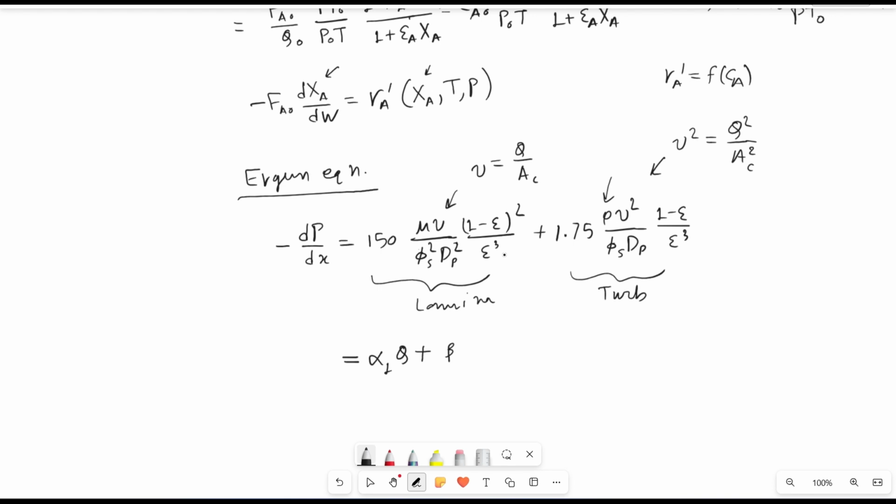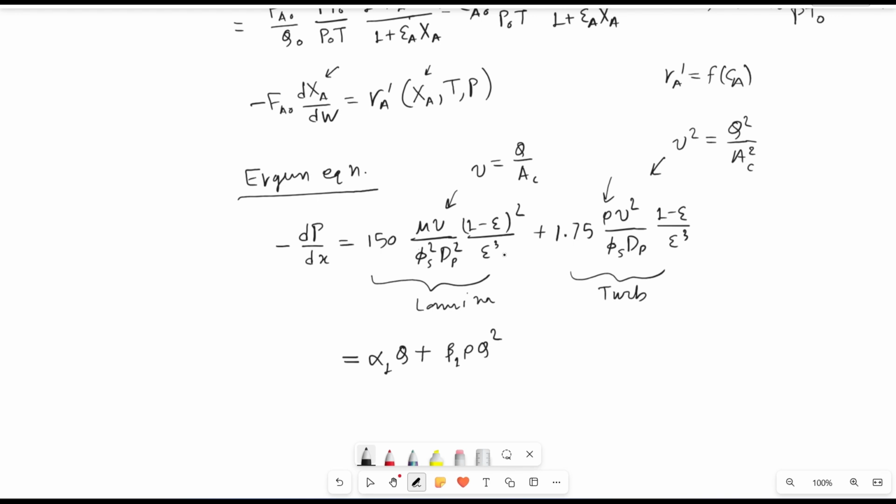Note that gas density is variable, so we cannot consider it as a constant. This gas density will vary along the length of the packed bed reactor, so we write beta 1 into rho Q squared. Okay.